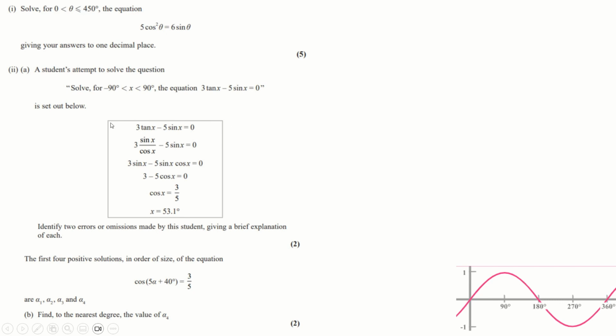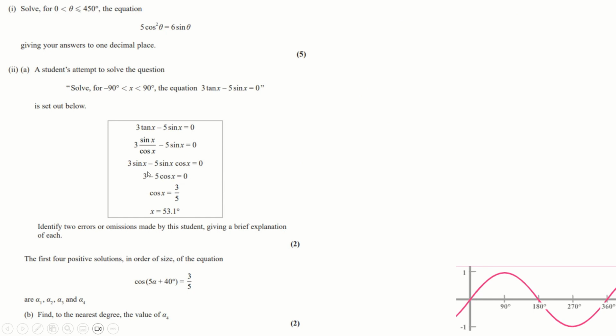Now, a student attempts to solve this equation here. And firstly, they write tan as sine over cos. That's legit. We times everything by cos. That's also cool. 0 times by cos is still 0. And now from here to here, they've just removed the sine x. You can imagine they've divided by sine x. And of course, 0 divided by sine x is still 0.